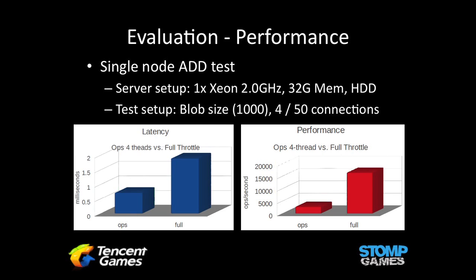Basically, it's an add test or set test. The server setup we're using is a Xeon CPU, just one CPU and 32 gig memory. We use HDD, and the network we were using was a 1 gigabit Intel network. For the test setup, we use a 1 kilobyte blob, and we try to insert that with either 4 connections or 50 connections. So 50 connections is more like a full throttle environment, and 4 connections more like a casual environment.